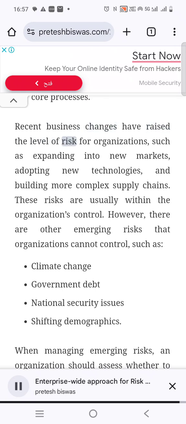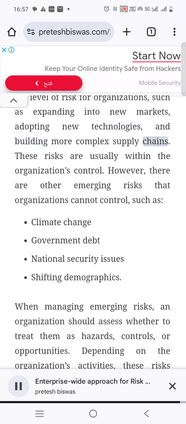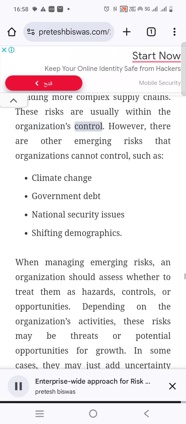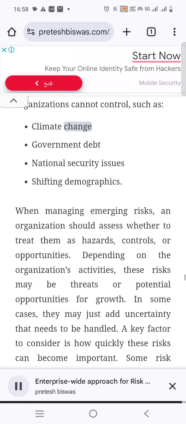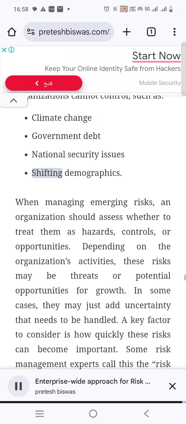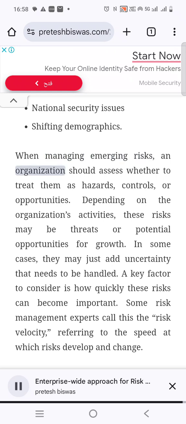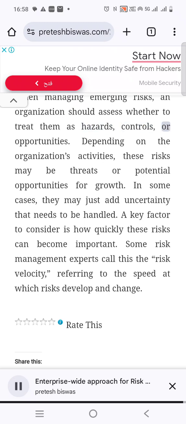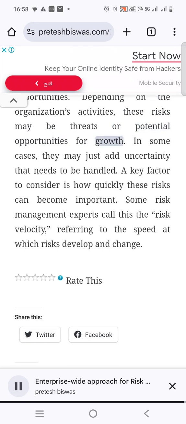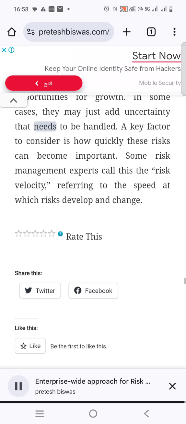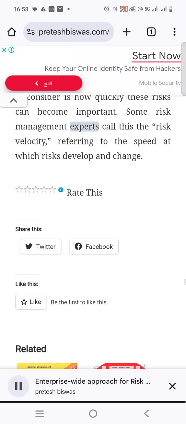Recent business changes have raised the level of risk for organizations, such as expanding into new markets, adopting new technologies, and building more complex supply chains. These risks are usually within the organization's control. However, there are other emerging risks that organizations cannot control, such as climate change, government debt, national security issues, shifting demographics. When managing emerging risks, an organization should assess whether to treat them as hazards, controls, or opportunities. Depending on the organization's activities, these risks may be threats or potential opportunities for growth. In some cases, they may just add uncertainty that needs to be handled. A key factor to consider is how quickly these risks can become important. Some risk management experts call this the risk velocity, referring to the speed at which risks develop and change.